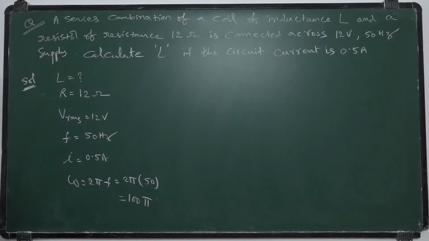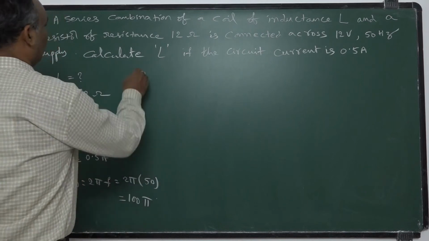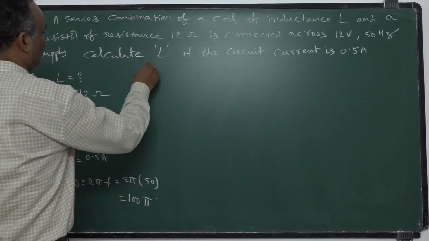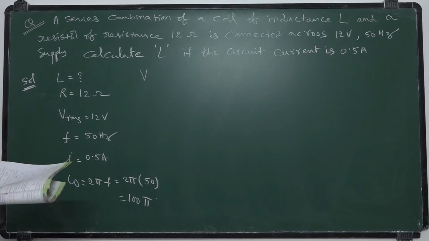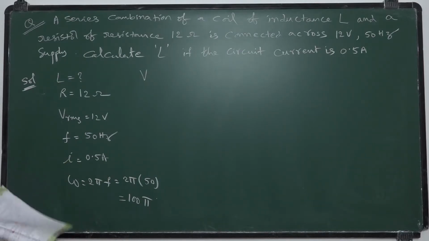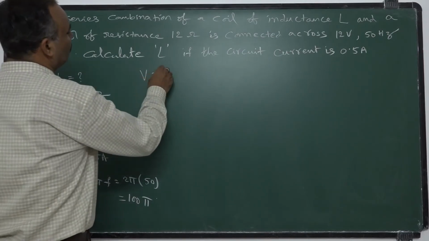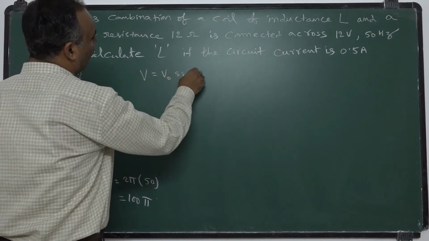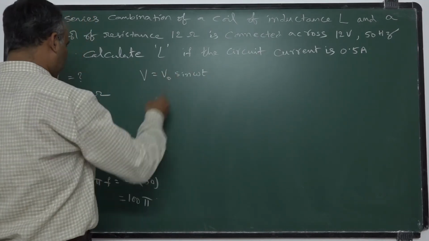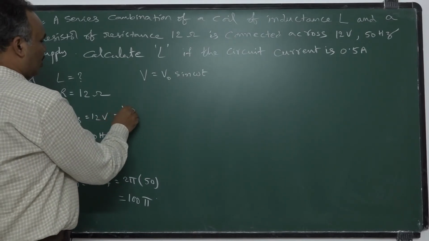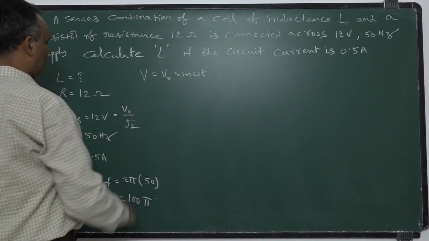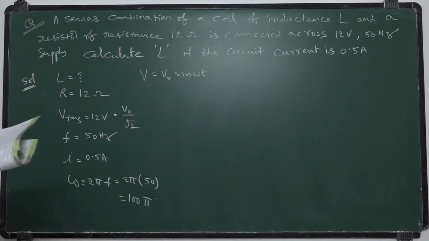Now, if you want to calculate the voltage applied, the general formula is V equals V naught sin omega t. Here omega is given to you. From the RMS value, you can calculate the peak value if you want. VRMS is V naught by root 2. This is the general idea.